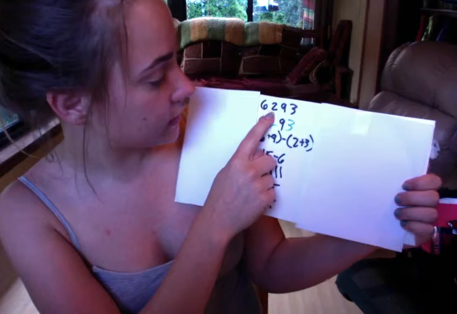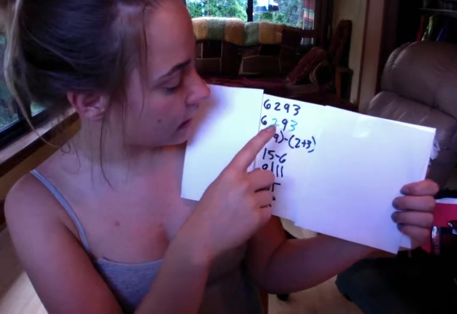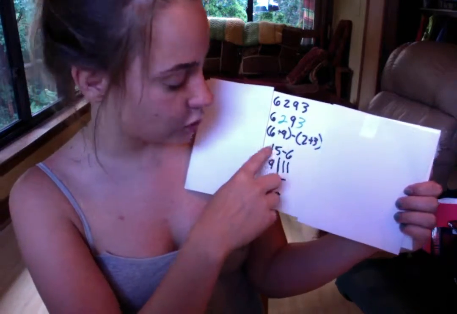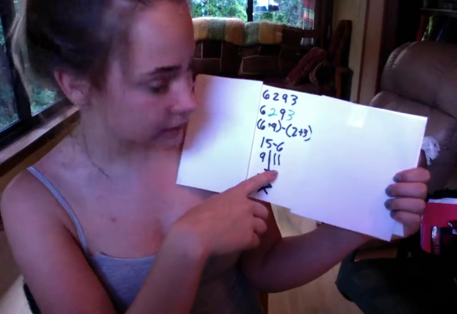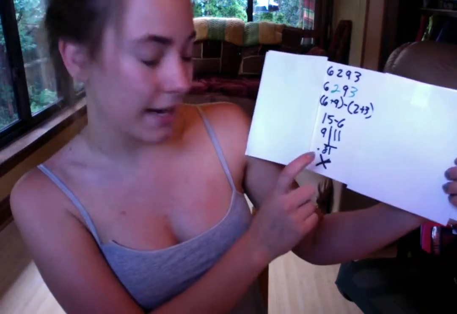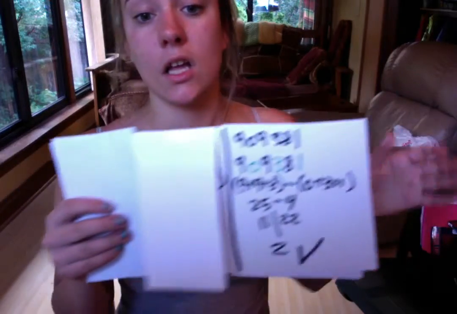Our next number is 6,293. The 6 and the 9 are the odd place numbers, and the 2 and the 3 are the even place numbers. Do the parentheses, giving you 15 minus 6. Then you have 9 minus 11. This gives you 0.81. This is not an even number. It means this number is not divisible by 11.